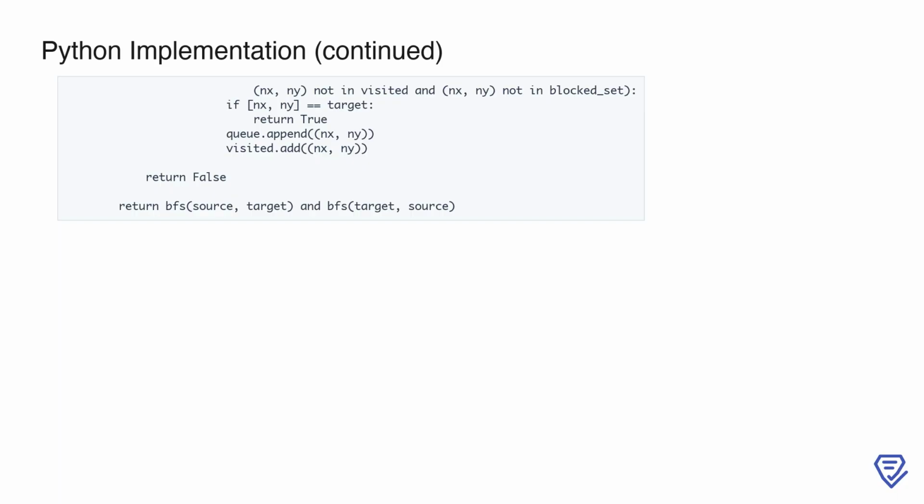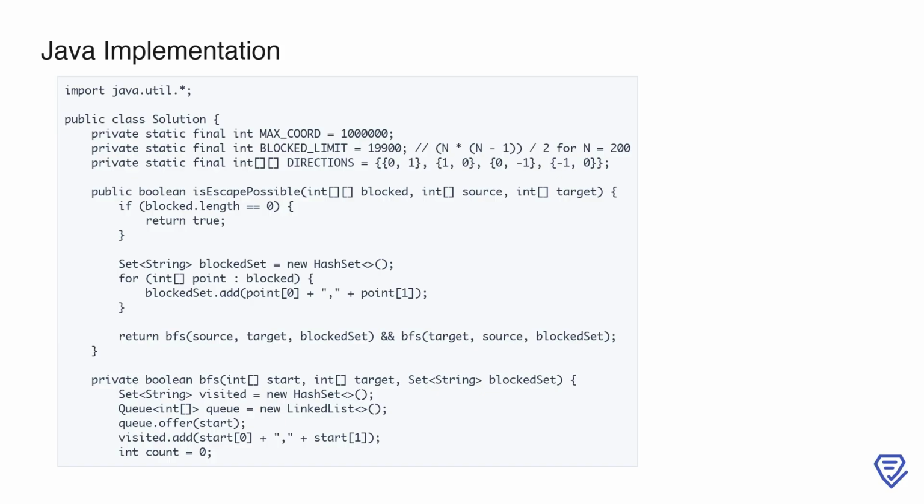Otherwise, it returns false. Here, we start by importing the necessary libraries and defining the class Solution. To handle the constraints of the problem effectively, we set up some constants. MAX_COORD represents the maximum possible coordinate value, which is 1 million, and blocked_limit is calculated based on the maximum number of blocked cells to determine when an area is sufficiently surrounded. The directions array helps us navigate in 4 possible directions: up, down, left, and right.